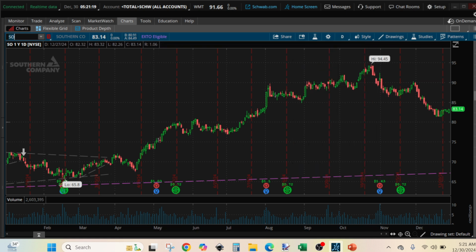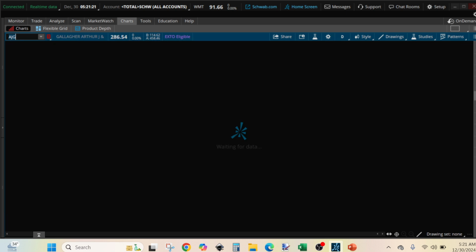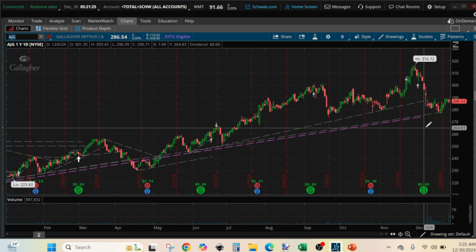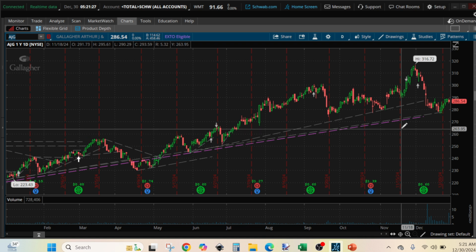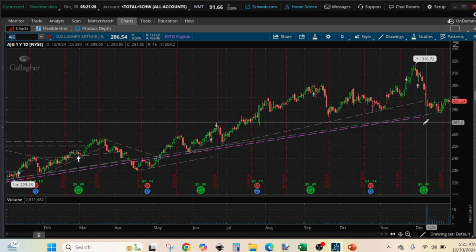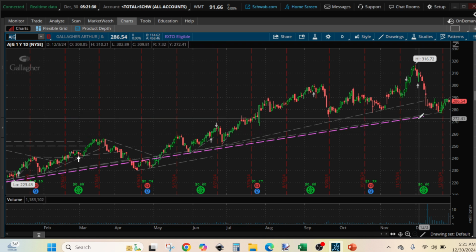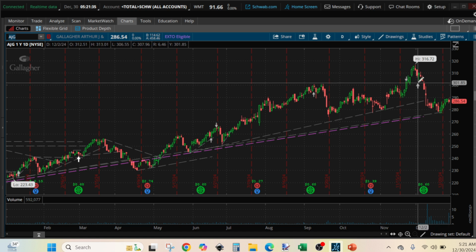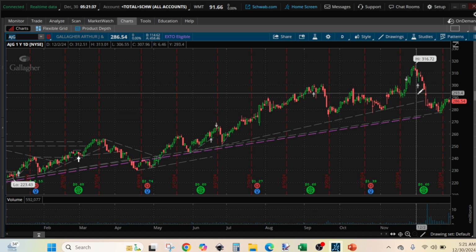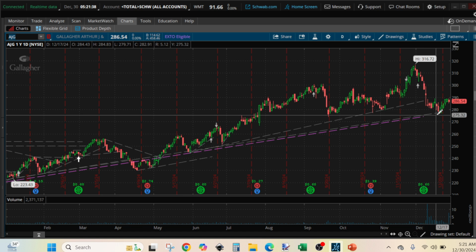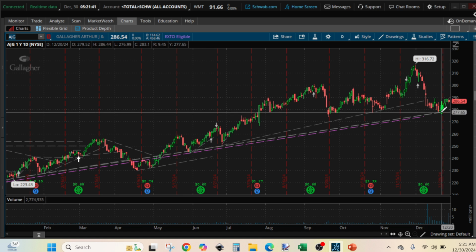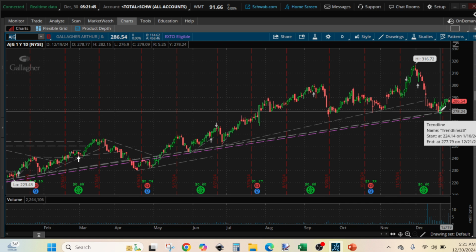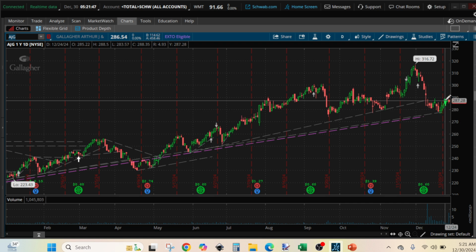So AJG, we would like to buy it on this line. If anything though, we bought it and then it pulled back. Did you see it touched the line we like to buy on, went up and pulled back?